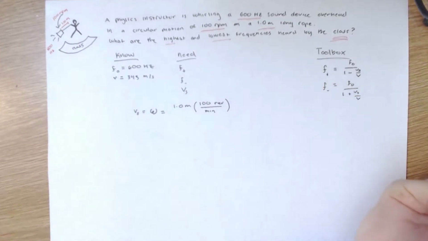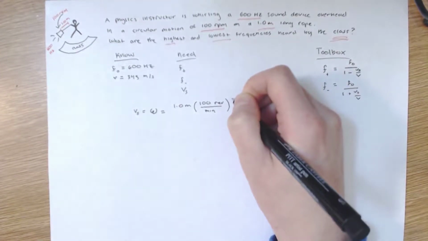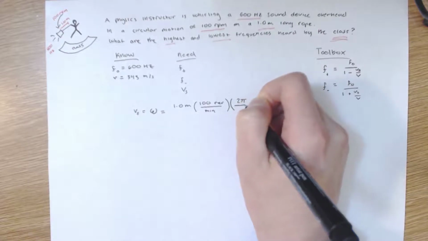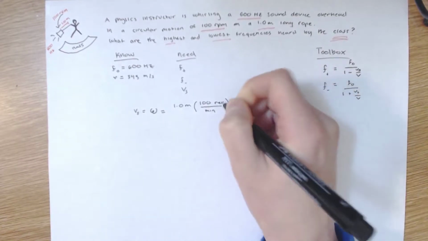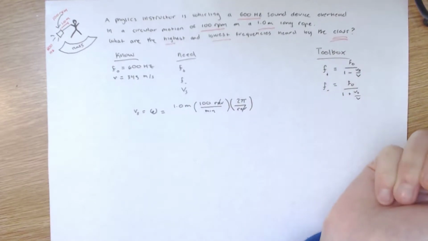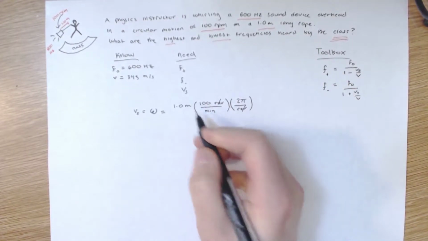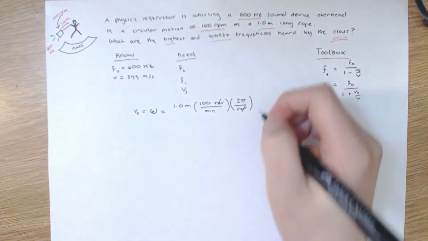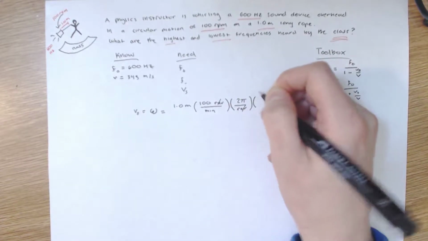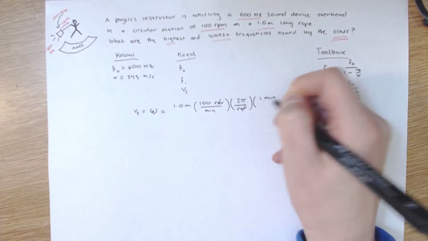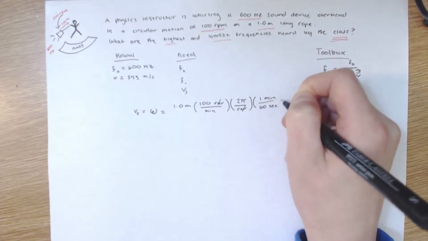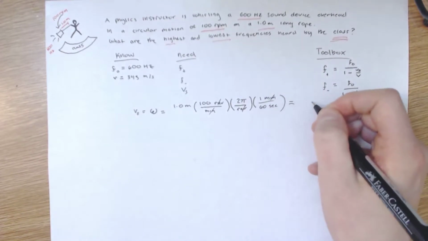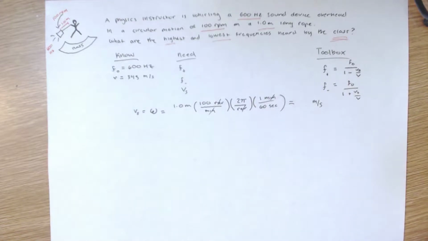I'm going to need to convert the revolutions into radians. So we know we're going to do 2 pi radians per revolution. So now I have these revolutions canceling out. If I did my final answer now, I'd get meters per minute, but I know I'm going to want meters per second so that I could easily do this division problem over here. So I'm just going to go ahead and convert it now, for 1 minute being 60 seconds. So then my minutes cancel out, and I'll get my final answer in meters per second, as desired.